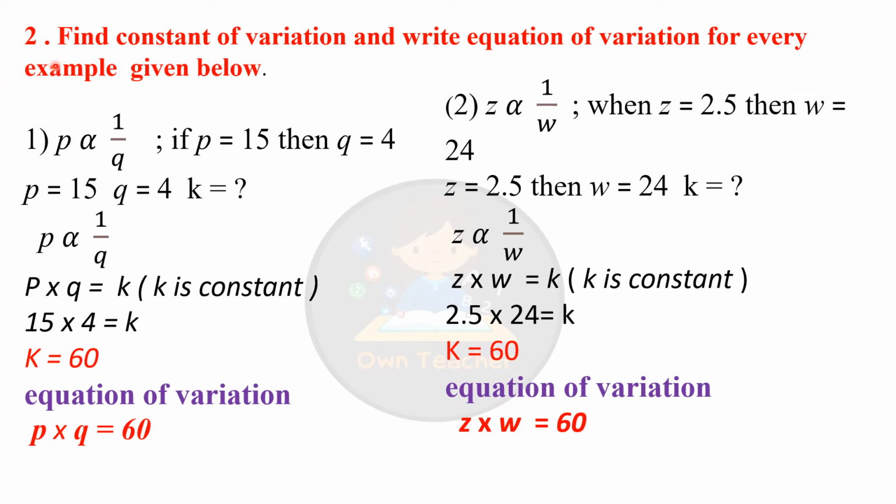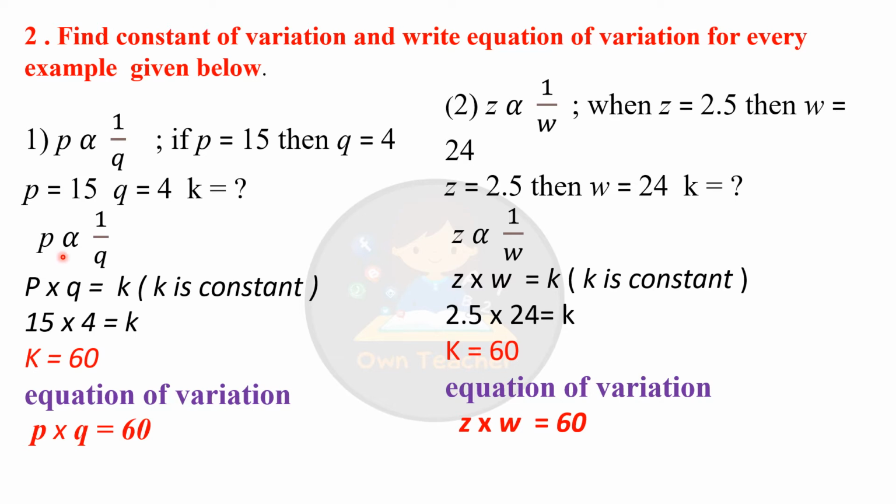Question number 2. Find constant of variation and write equation of variation for every example given below. Here we will find the constant of variation. So first example, P is inversely proportional to Q. If P is equal to 15, then Q is equal to 4. So we will find out the value of K. So first we will put up the value.